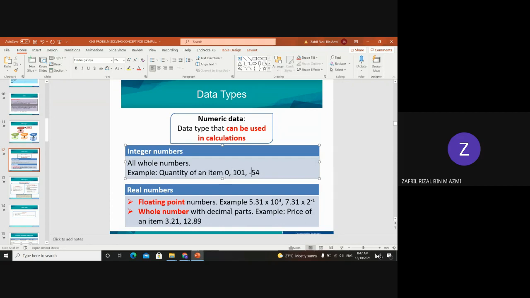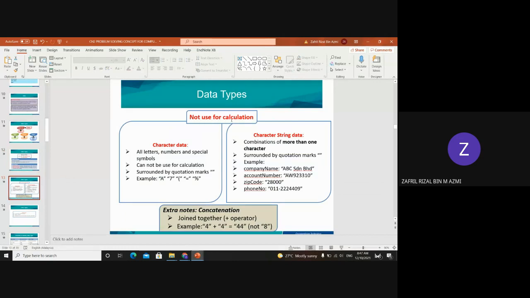The same goes for the real number. A real number is a floating point number, a number with a decimal part, and it has positive and negative as well. This is also considered a floating point number. So this is an example of numeric data.